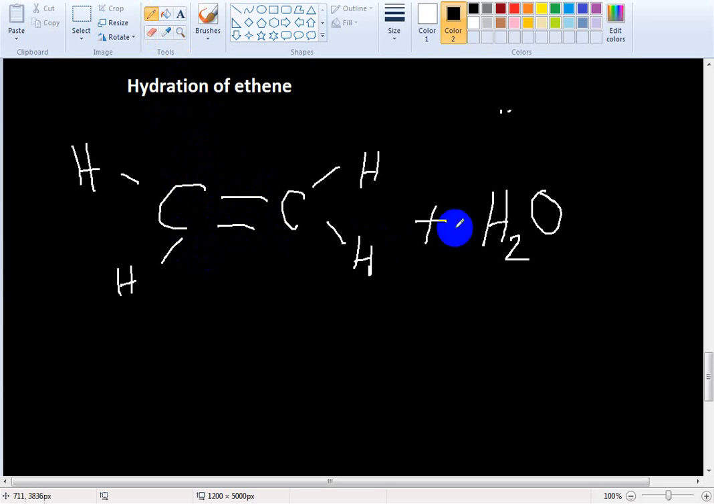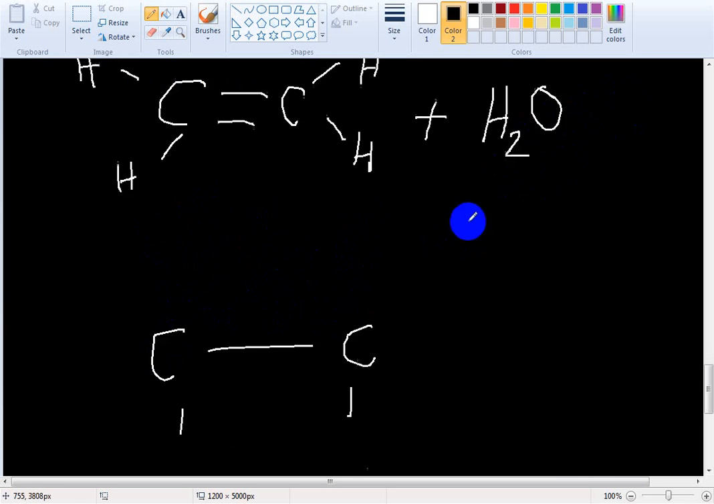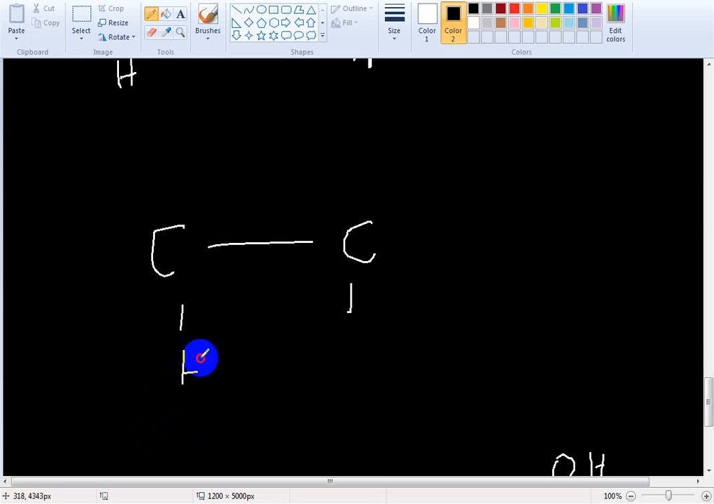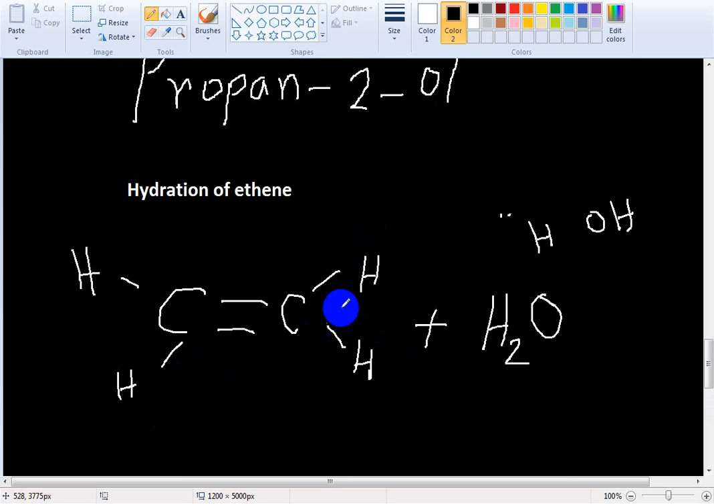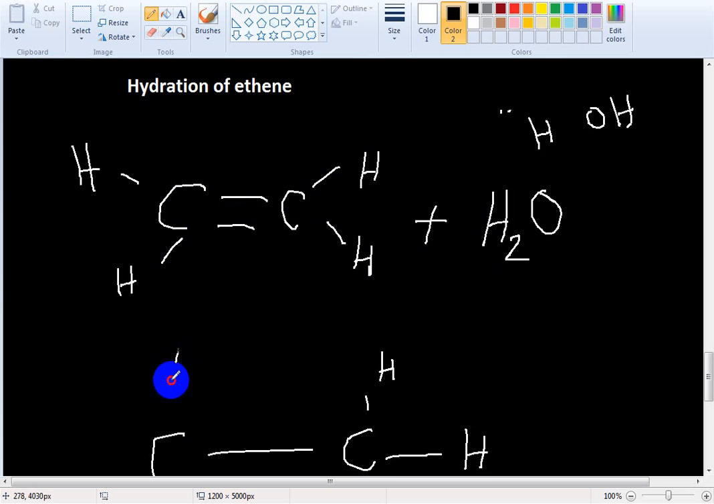One bond of the double bond will break here. This water has two parts, H and OH, hydrogen and hydroxyl. So this bond will break. Here one hydrogen will be added, and here the OH will be added. The rest stays the same, these hydrogens are the same.